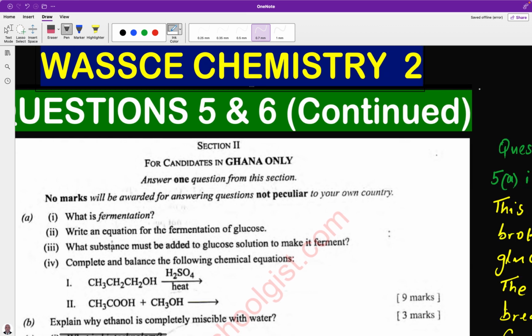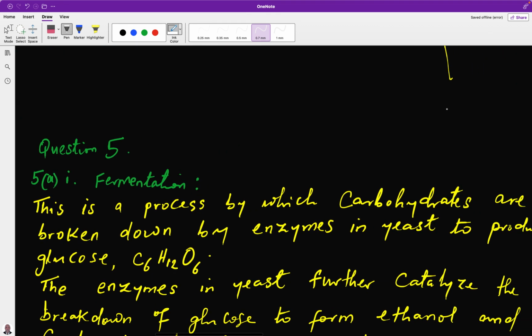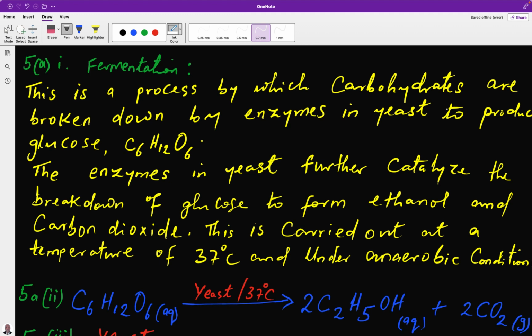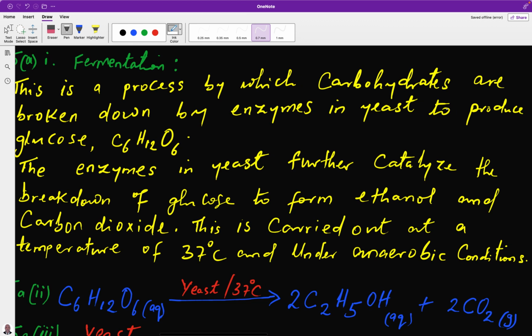So just see what I've written here. Fermentation is a process by which carbohydrates are broken down by enzymes in yeast to produce glucose. The enzymes in yeast further catalyze the breakdown of glucose to form ethanol and carbon dioxide. This is carried out at a temperature of 37 degrees Celsius and under anaerobic conditions.